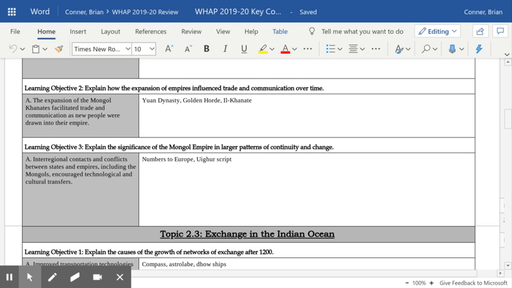So that's it on that. And the next one, we will roll to the Indian Ocean, as you see at the bottom of the page.